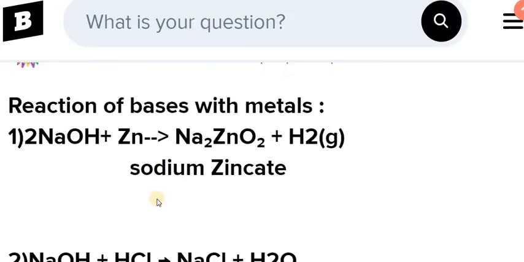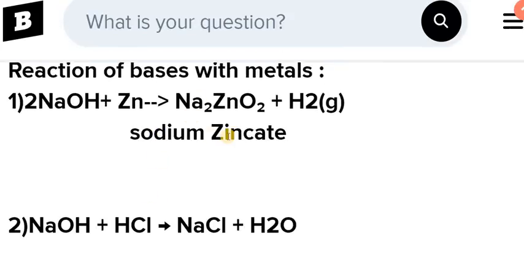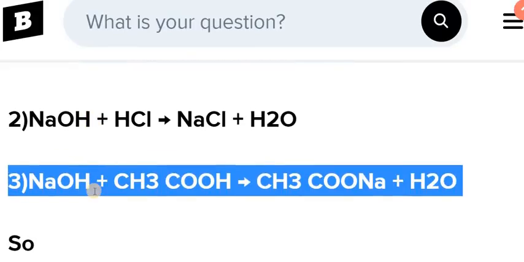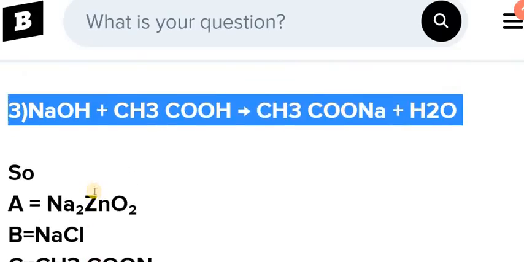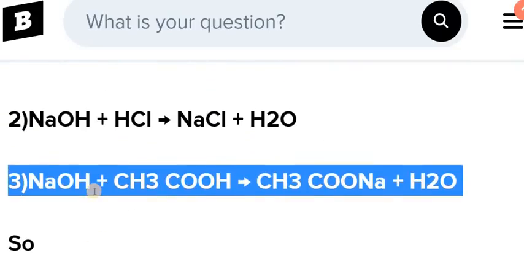The first reaction is called a displacement reaction, you can consider. The second reaction is a neutralization reaction. The third reaction you can consider as an acidification as well as a displacement reaction.